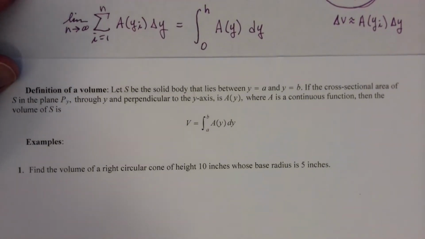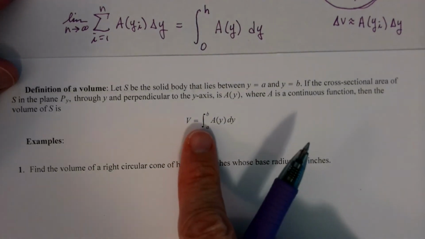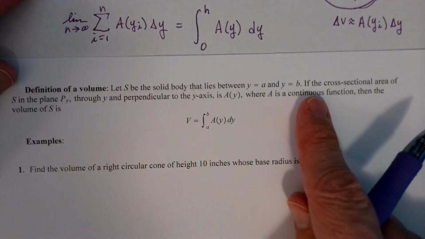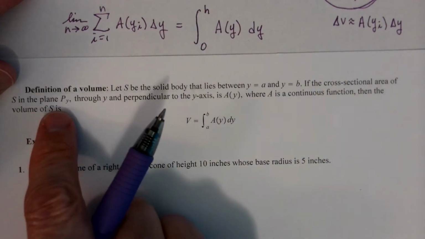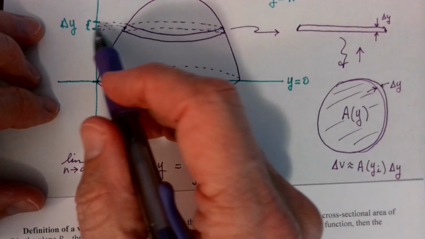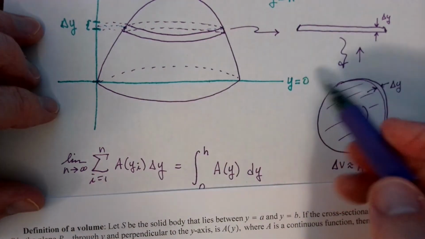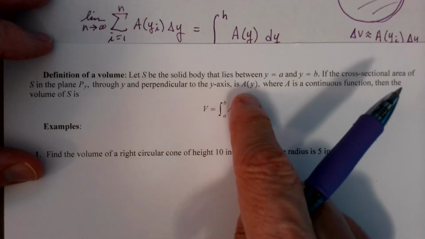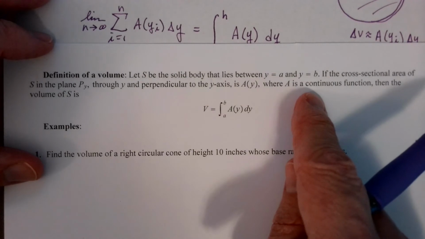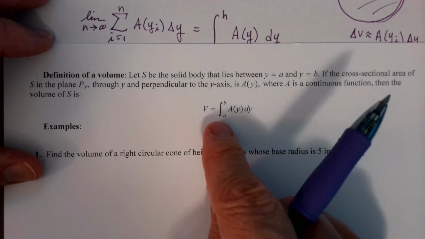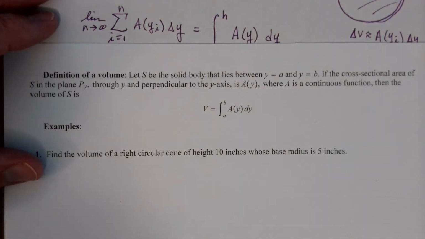And it actually gives us a definition now right from this, that if S is the solid body that lies between y equal a and y equal b, in general we did between y equals 0 and h in our example, if the cross-sectional area of S in the plane P sub y, so what we mean is at some arbitrary height y, if we cut across a plane that intersects our solid body and we take a look at that cross-section, if we can define that area at that height y to be A of y, and if A is a continuous function, which it should be for the situations we're looking at, then the volume of that solid body is given by this integral, which is exactly what we just derived.